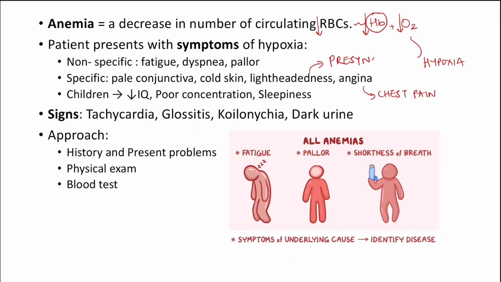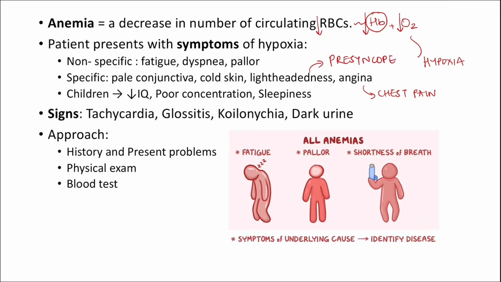Some of the signs that a patient with anemia would present with are tachycardia, which is an increase in the heart rate, and this usually happens as a compensatory mechanism for the decreased oxygen carrying capacity of the blood. Glossitis, which is inflammation of the tongue leading to swelling of the tongue, can be seen specifically with B12 and folate deficiency.